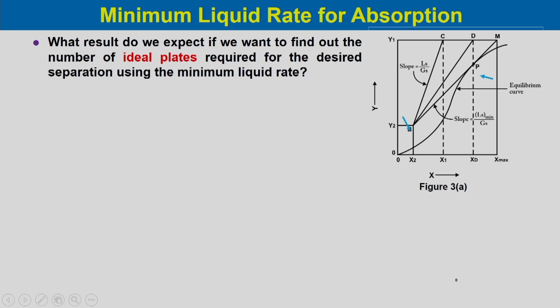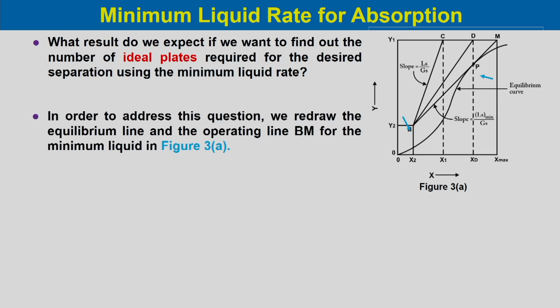What result do we expect if we want to find out the number of ideal plates required for the desired separation using the minimum liquid rate? How many ideal plates should be required if we wanted to calculate the number of stages required for a given separation? That is what we need to answer. In order to address this question, we redraw the equilibrium line and the operating line BM for the minimum liquid rate in figure 3a over here.